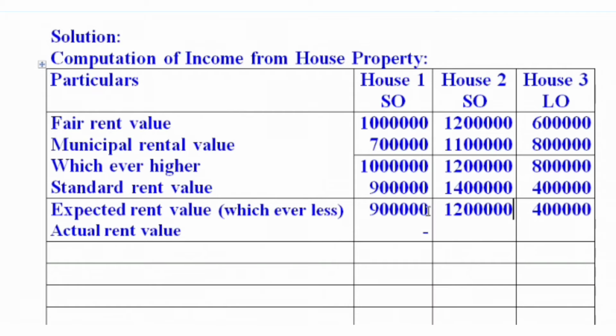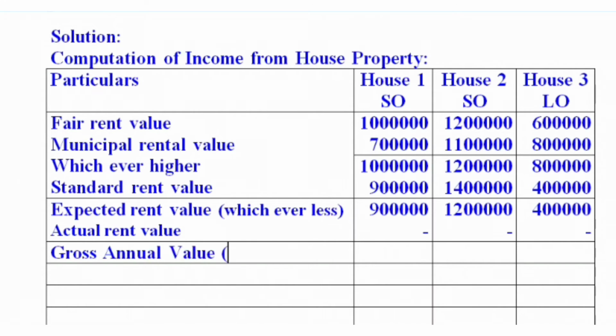So there is no actual rental value given for all three houses. If it were given, we could compare the ARV with the ERV, and the higher value would be taken as gross annual value.